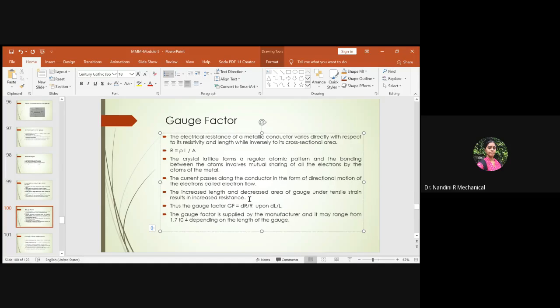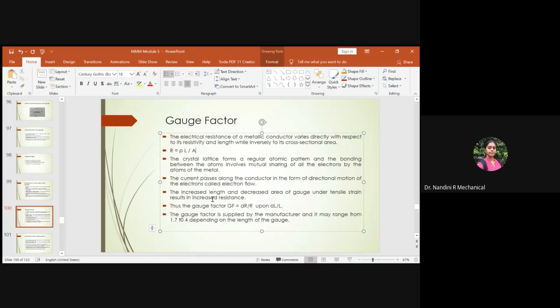And next, the increased length and the decreased area of the gauge under tensile strain will always result in increased resistance. This we have already studied. If you have an increase in the length and a decrease in the cross-sectional area due to the induced tensile strain, then obviously the resistance will increase. If the length has been compressed, then you will have a reduction in the resistance. This we have studied already in electrical resistance strain gauges. The same concept has been told here again.